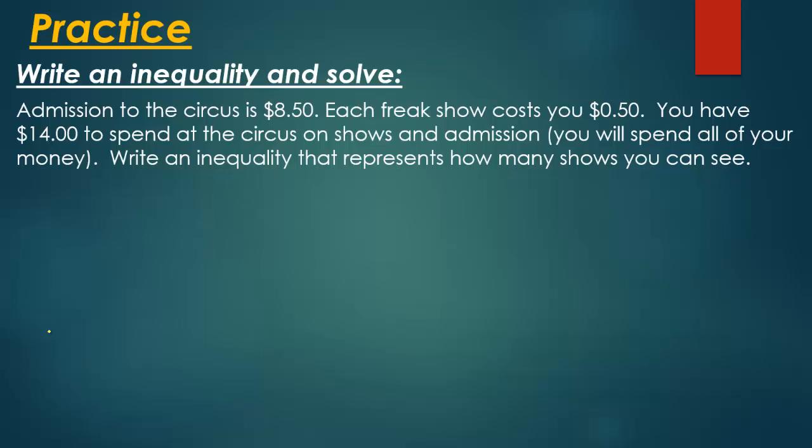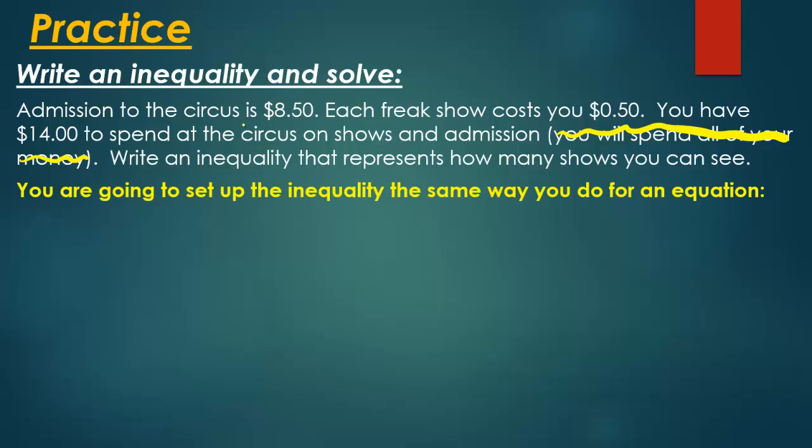Okay, so we have a word problem here. Admission to the circus is $8.50. Each freak show costs you 50 cents. You have $14 to spend at the circus on shows and admission. Okay, I'll ignore this part here. Okay, we want you to write an inequality that represents how many shows you can see.